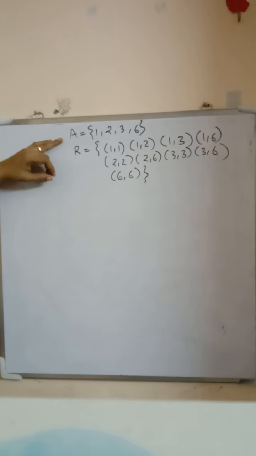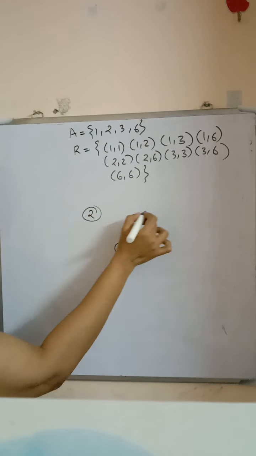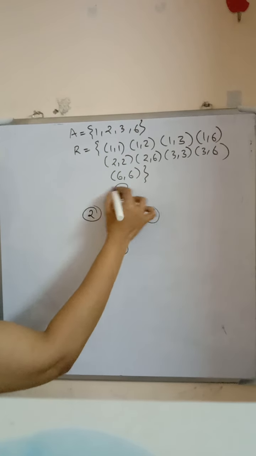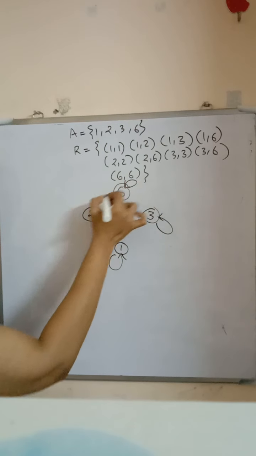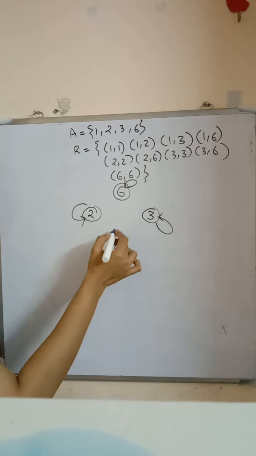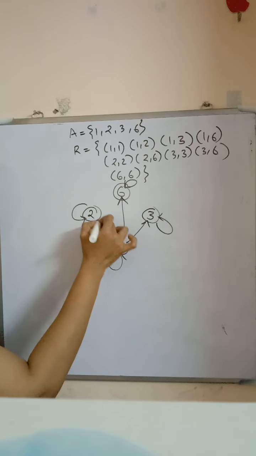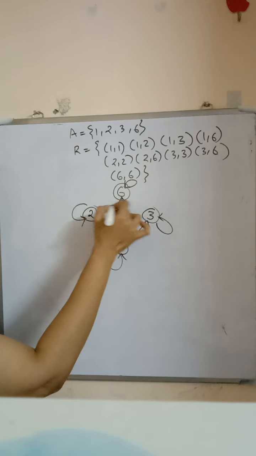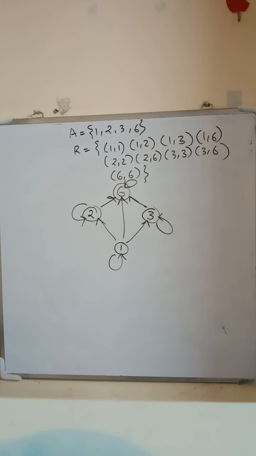Another example, A equals the set {1, 2, 3, 6} and a relation is defined on the set A. First we draw the diagram 1, 2, 3, 6. The relation is reflexive. It is a partial order relation, so it is reflexive. It is shown by the loops. Then 1 related to 3, 1 related to 6, 1 related to 2, 2 related to 6, 3 related to 6. Okay. We want to draw the Hasse diagram.